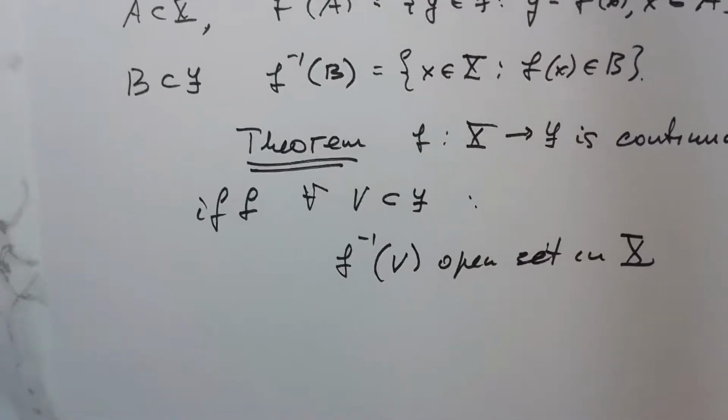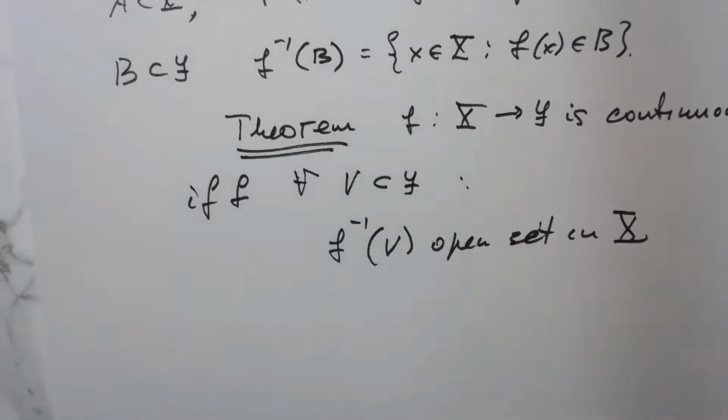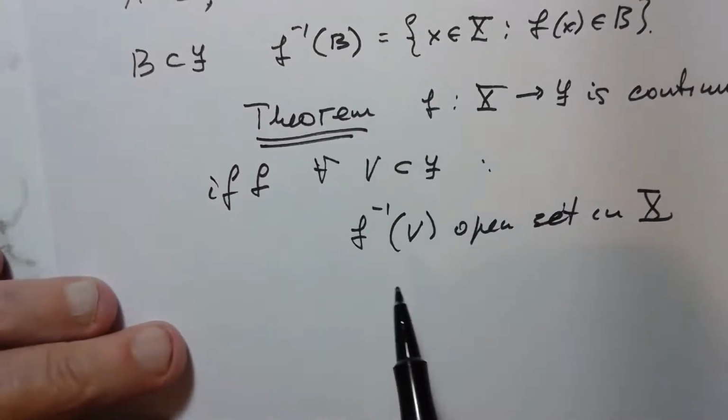And in topology, for those of you who are taking topology or will be taking topology, this is a very important theorem because neighborhoods are not available. And actually, when you take topology, this will be the definition of a continuous function. The definition of continuous function is a function such that for every open set V in Y, f minus 1 of V is an open set in X. So inverse image of an open set is open.